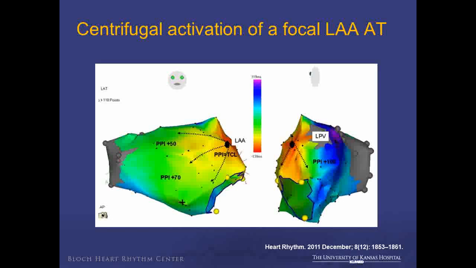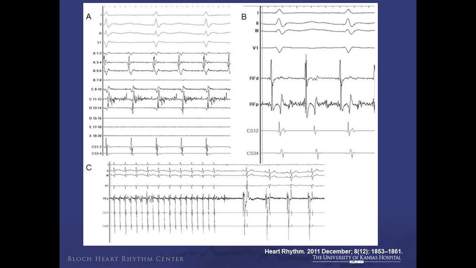That brings us again to the point that when we ligate these appendages, we probably have to include the pectinate ridge, so that you actually get the true antiarrhythmic benefit. This is another good example of centrifugal activation of a focal left atrial appendage atrial tachycardia, on a nice three-dimensional electroanatomic map. The earliest site of activation points to the left atrial appendage.